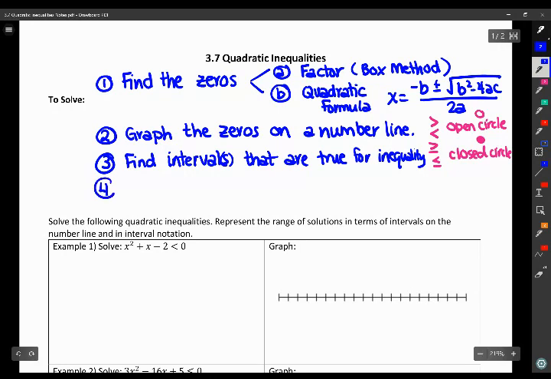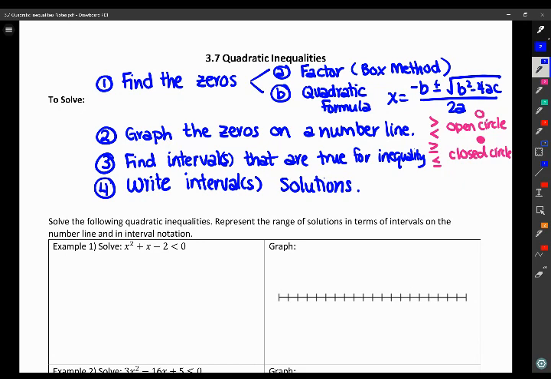And then the last thing we're going to do is write our interval notation solutions, which means which points make my equation true. Again, there's a couple ways for us to write that. We're going to write it in interval notation because that's the easiest.